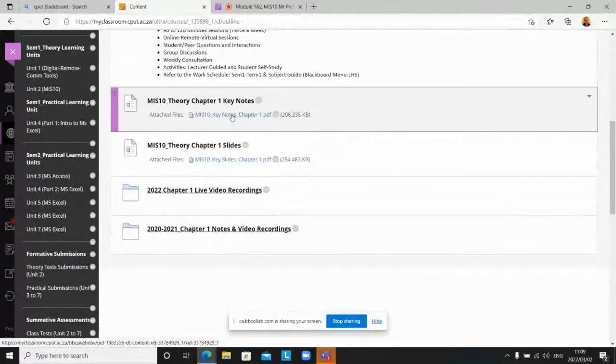Today I'm going to be dealing with the keynotes because they are shortened versions for you guys to understand, and they contain mostly the more important information. The textbook does contain a lot of extra text.